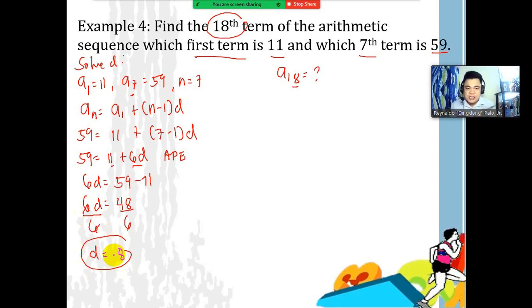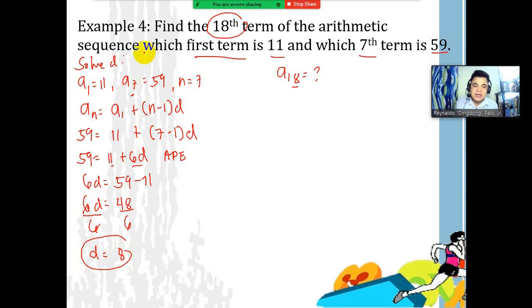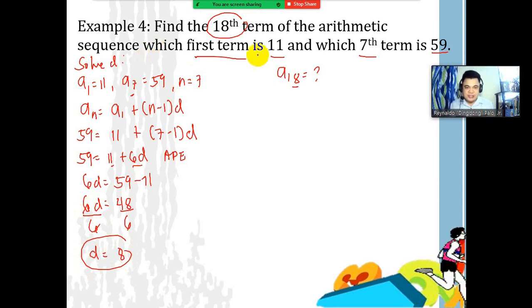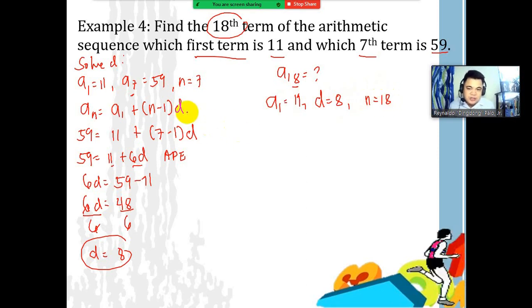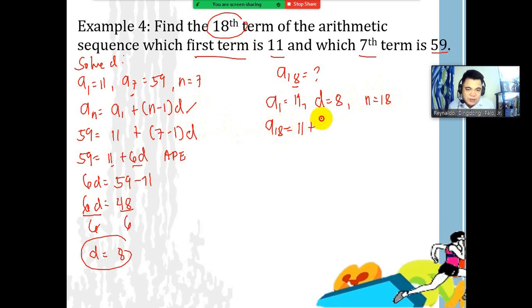Then the next thing, since we already have the common difference, we can now solve for a sub 18. So using the following values, of course, a sub 1, which is 11, then your common difference, which is 8, and then since the unknown value is a sub 18, your n is 18. Then we will use the same formula, substitute: a sub 18 equals a sub 1, which is 11, plus 18 minus 1 times the common difference, which is 8.